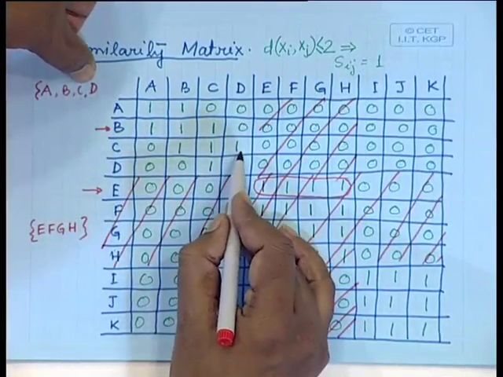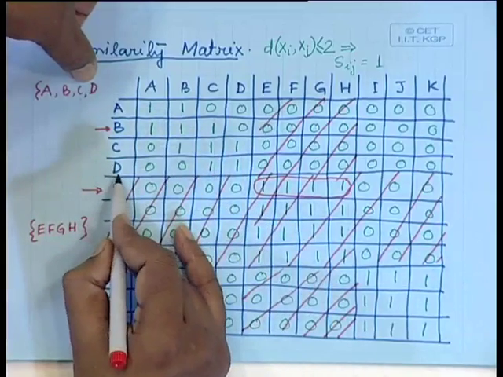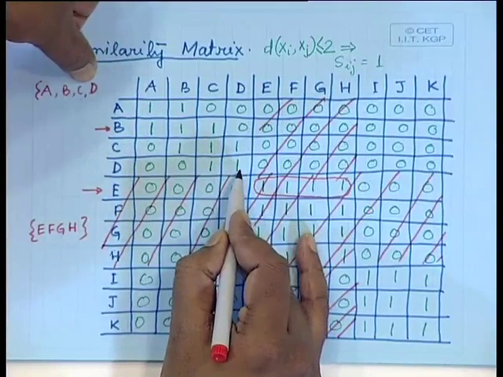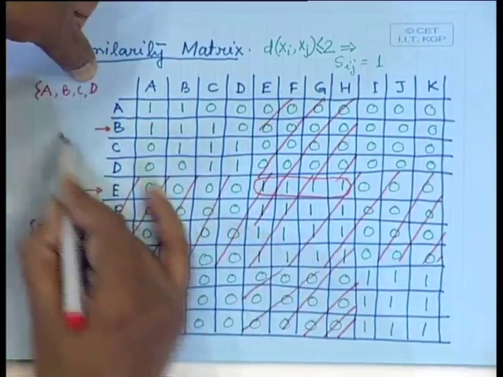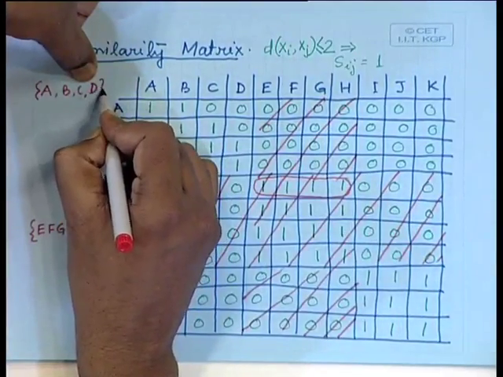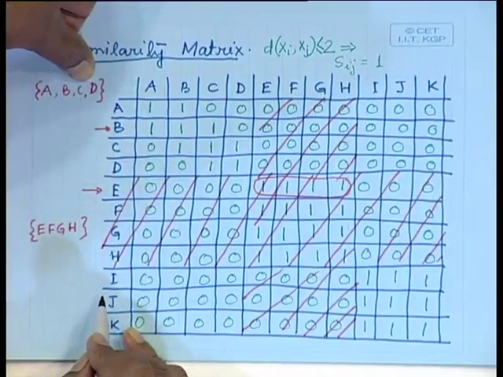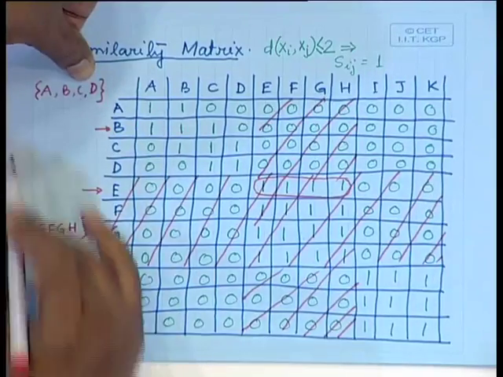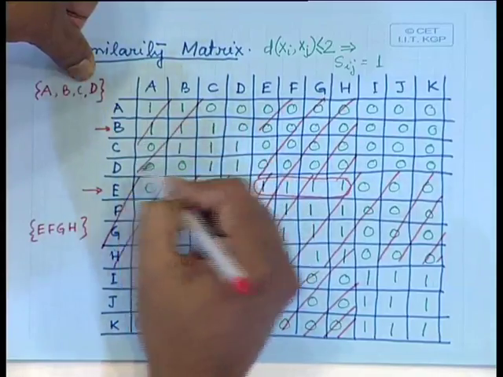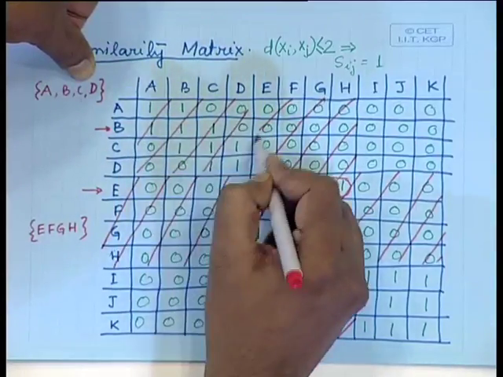Once D is included, I have to come to the row corresponding to D, where C and D are already included. So, this cluster cannot be expanded any further. The second cluster which is formed is A, B, C and D. Once I get this cluster, I have to remove the rows and columns corresponding to A, B, C and D.